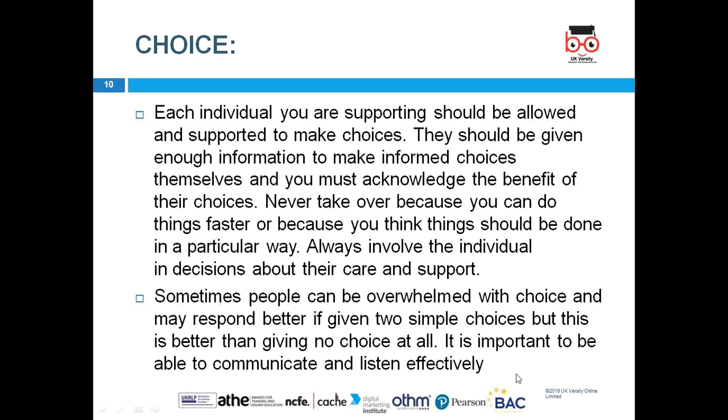Sometimes people can be overwhelmed with choice and may respond better if you just give them 2 or 3 simple choices. But this is better than not giving them a choice at all. For example, if there's an elderly person in your care and you know that they might get overwhelmed from seeing a full wardrobe of clothes, you might get out 2 different outfits and say, would you like to wear this one or would you like to wear this one? So they're still getting their own individuality and their own choice, but you're supporting them to make things a little bit easier.